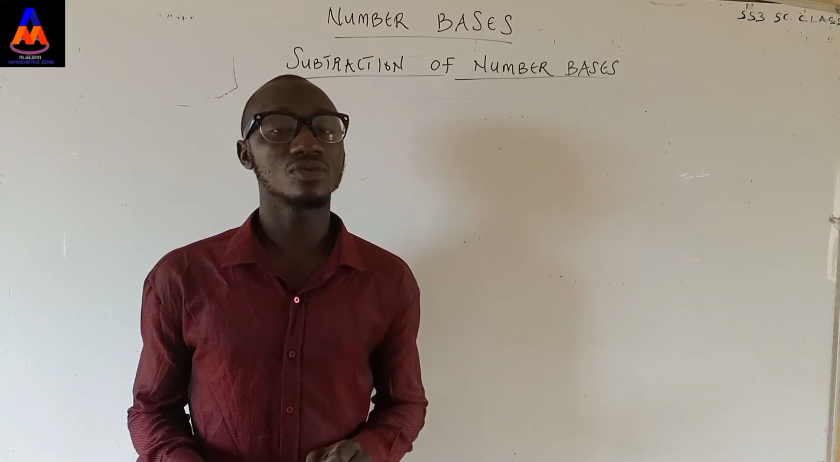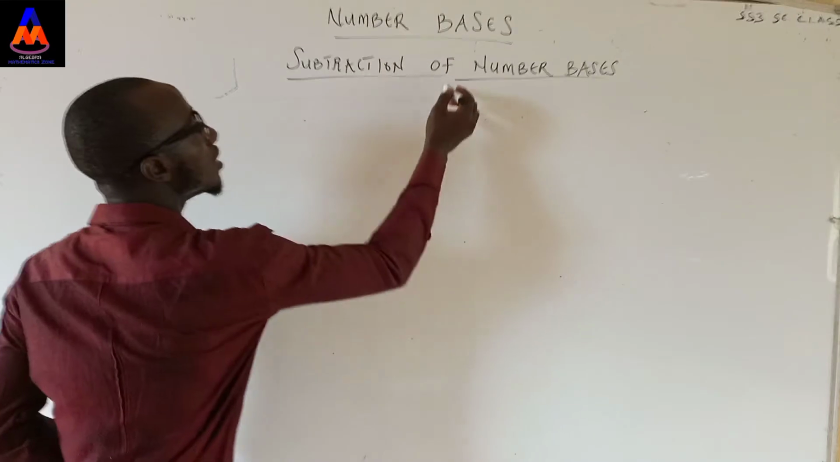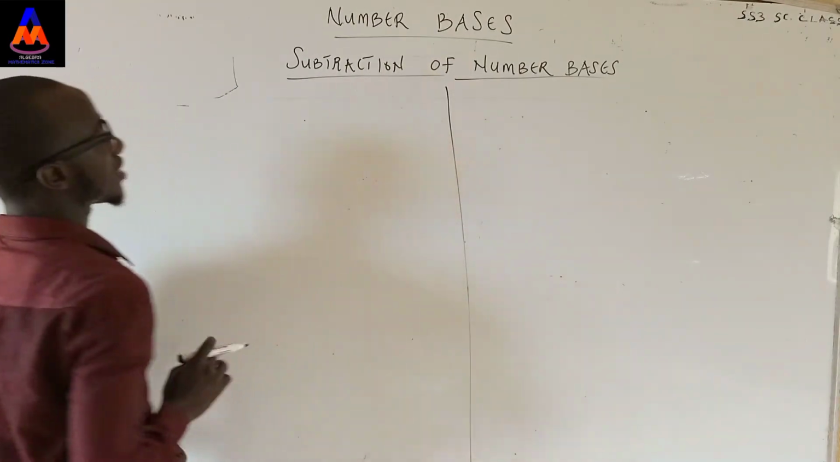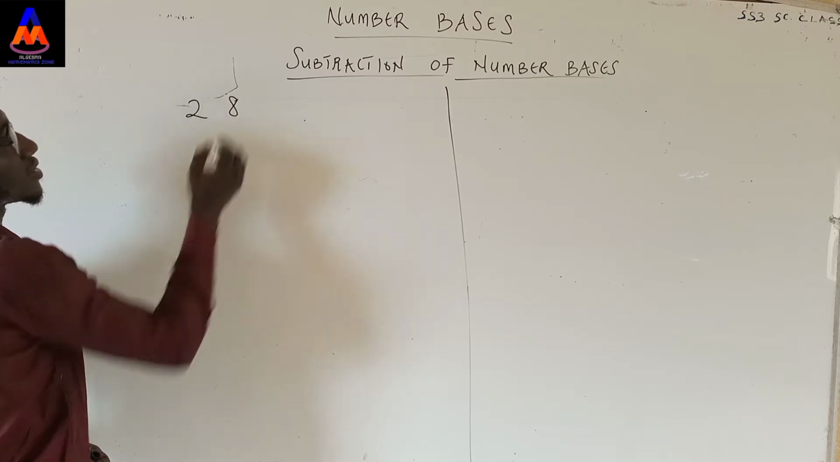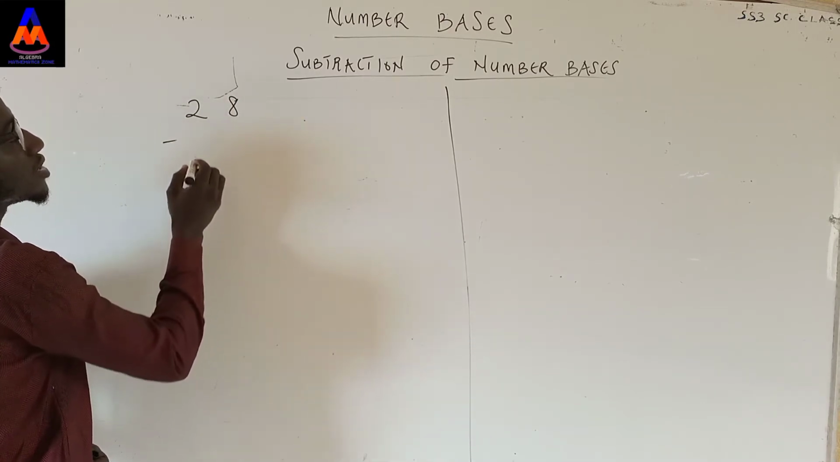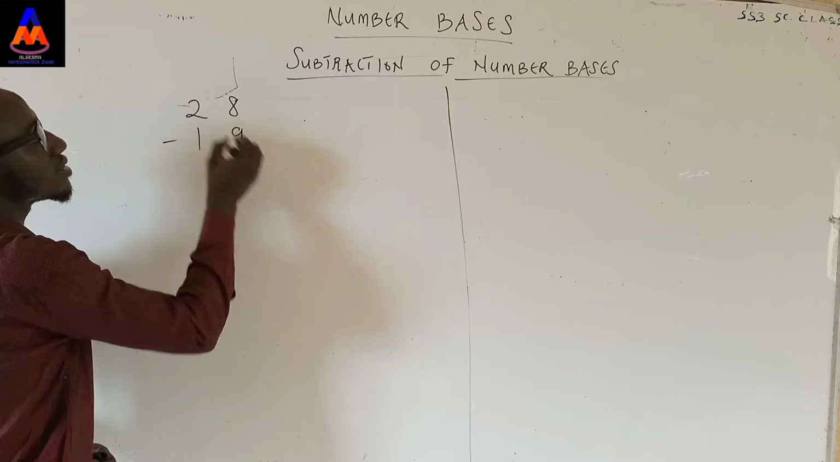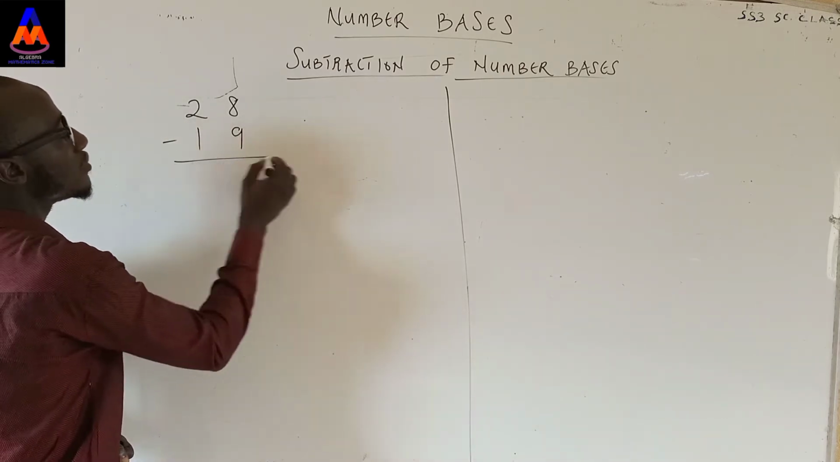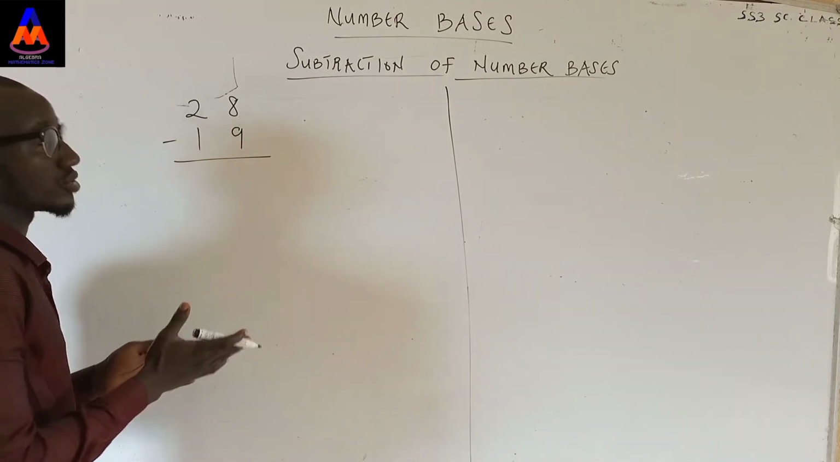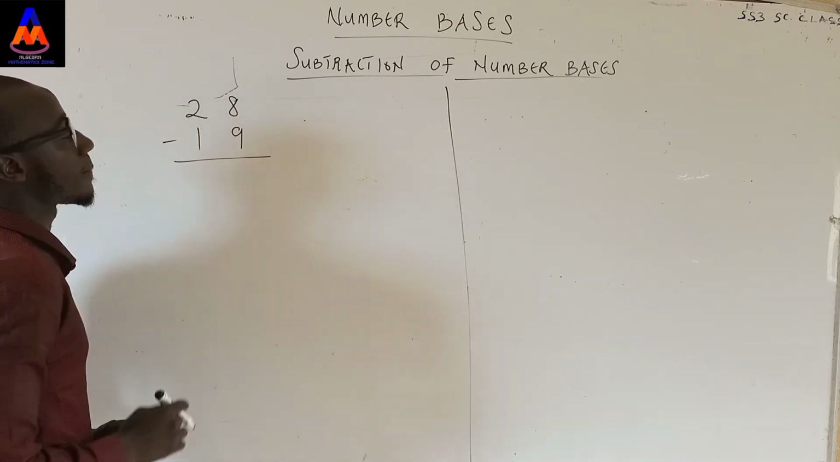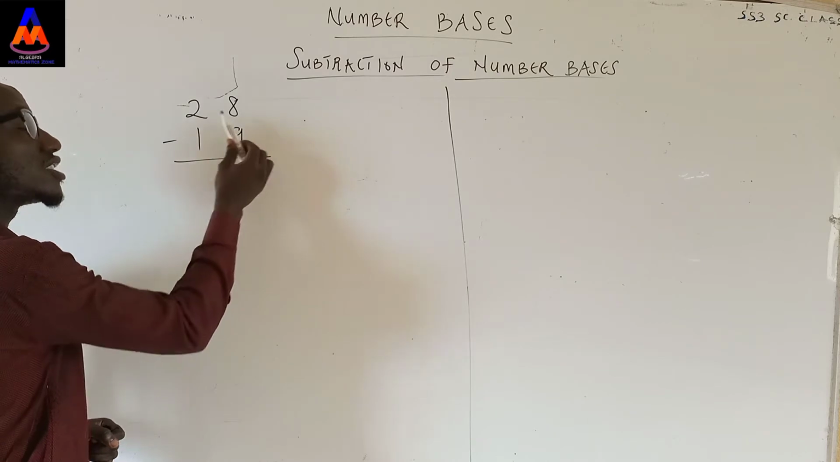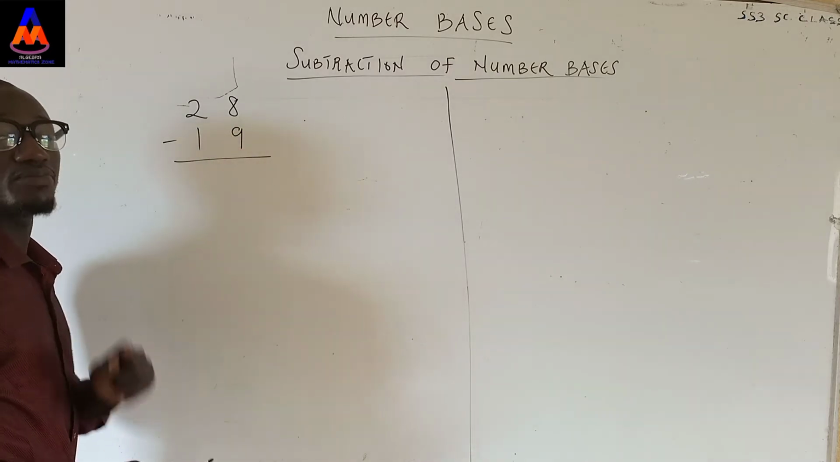Let me give you one example. Let's assume you have 28, and you are subtracting 19 from this. With our normal subtraction, without writing any of the bases, we know that this is base 10. This is 28 minus 19. Each of the numbers is in base 10.